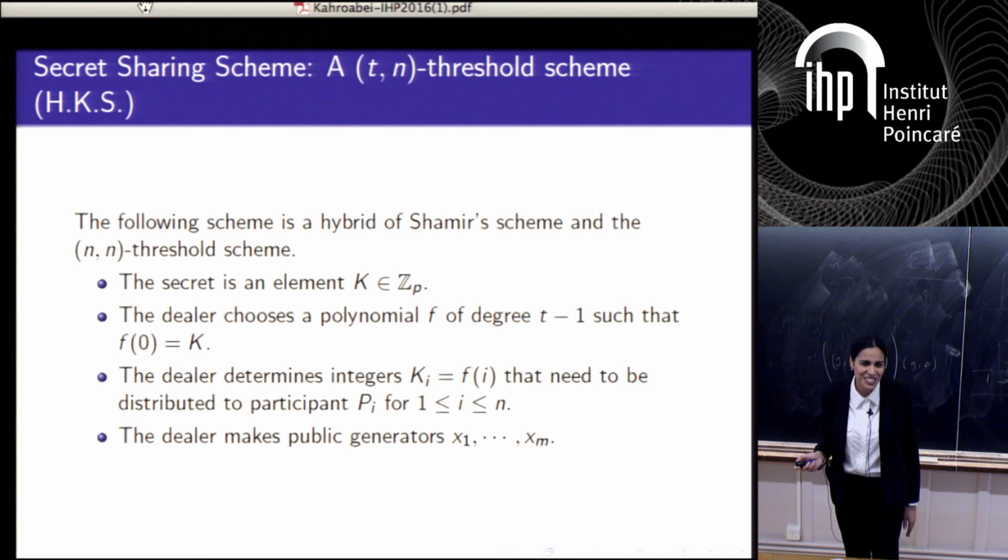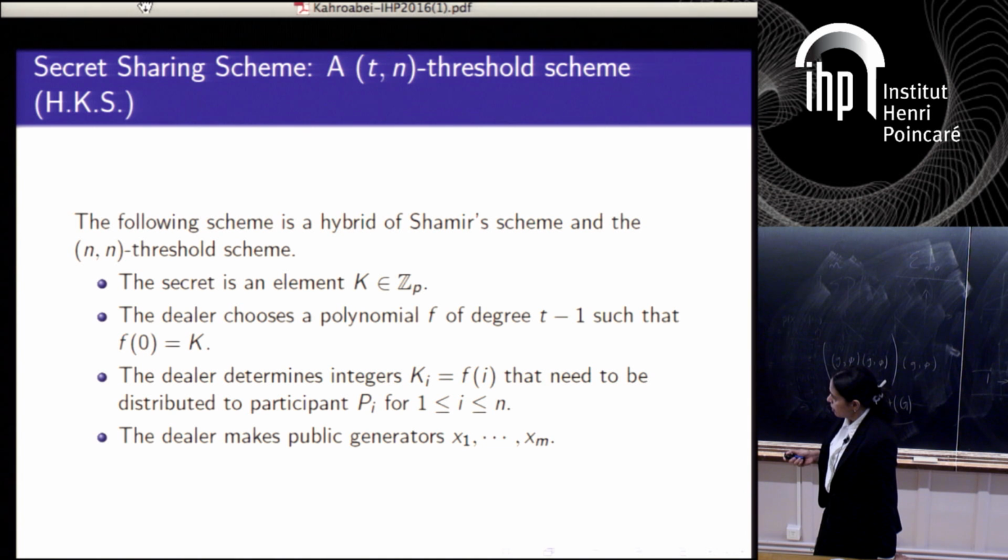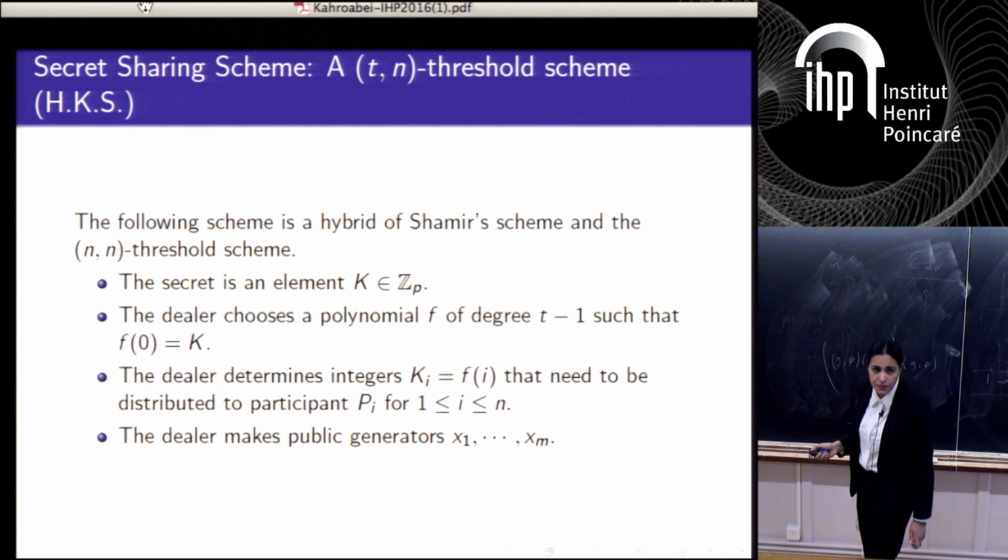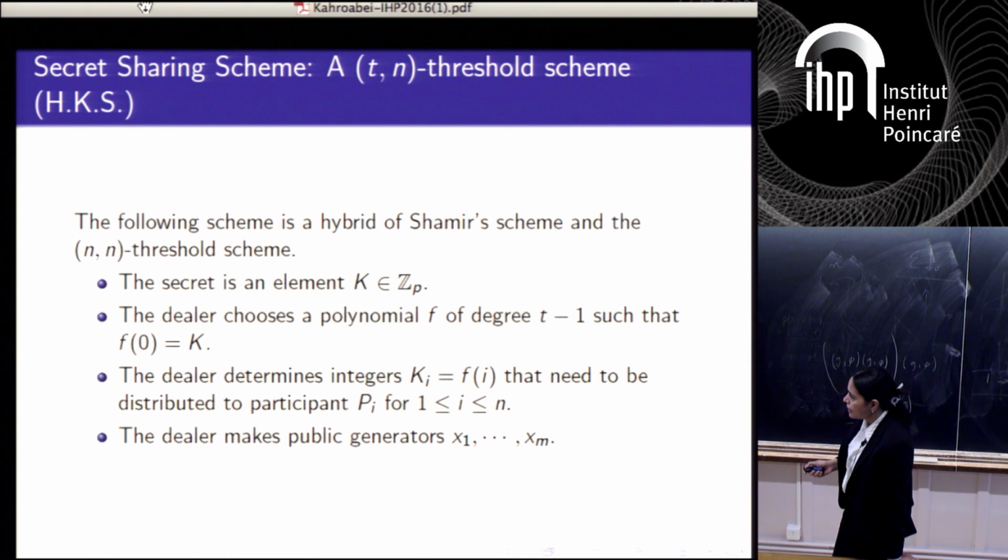So I think now I can answer your question about the secret sharing. This scheme is joint work with Maggie Habib and Vladimir Shpilrain. It's a hybrid of Shamir's scheme and another scheme that we proposed, but I'm not talking about that, just say it all in one. The secret is an element k in Z_p, exactly like Shamir's scheme. The dealer chooses a polynomial f of degree t minus 1 such that the constant term f(0) is k. The dealer determines integers k_i, which is f(i), that need to be distributed to participant P_i. And now the dealer makes public generators x1 to xm.